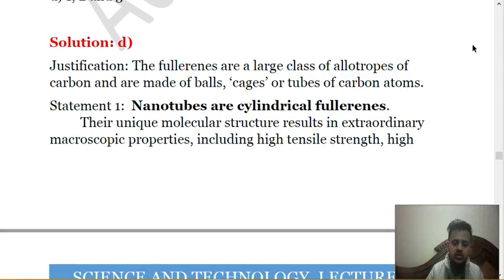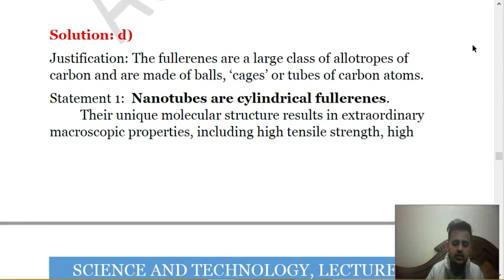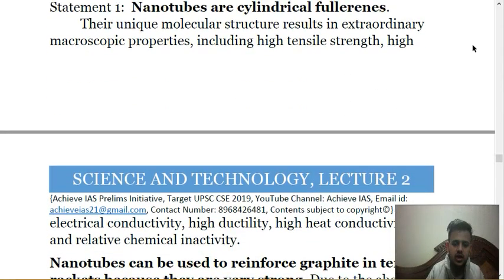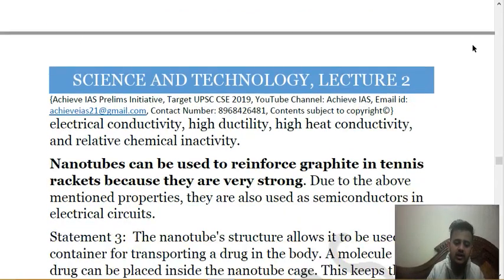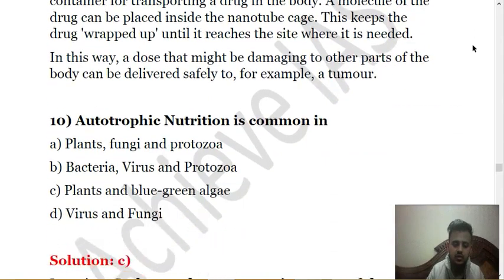So here is the explanation: they are basically cylindrical fullerenes. Their properties include high tensile strength, high electrical conductivity, high ductility, high heat conductivity, and relative chemical inactivity. So let's move on to the 10th question.